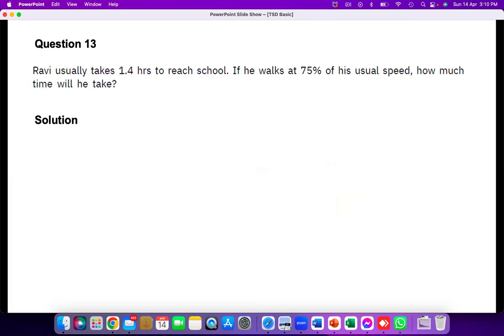Ravi usually takes 1.4 hours to reach school. If he walks at 75% of his usual speed, how much time will he take?